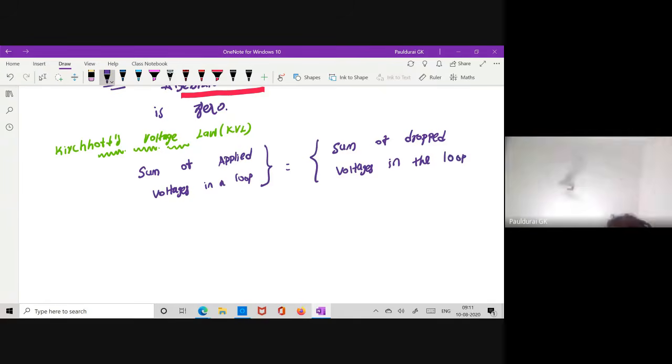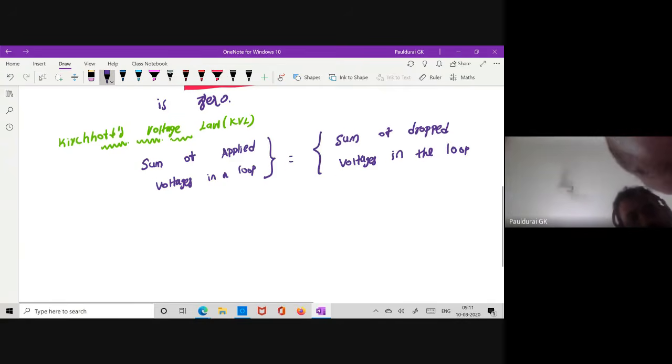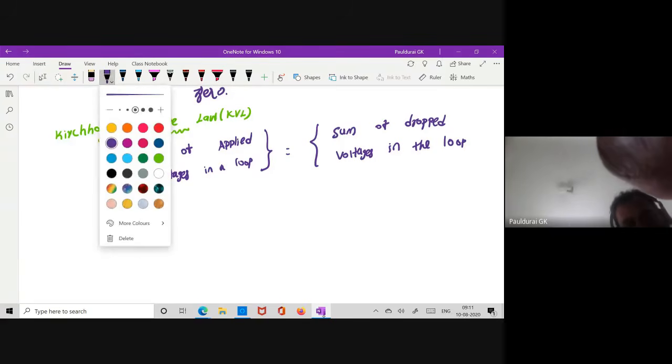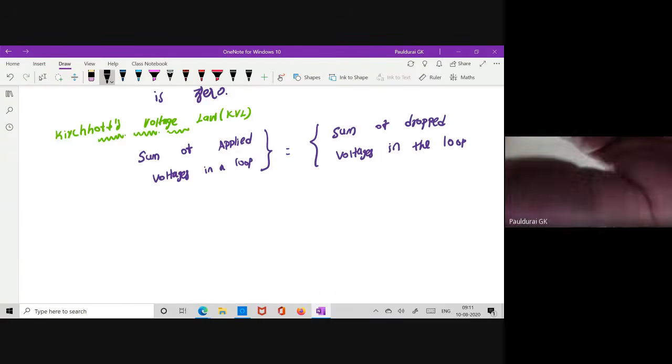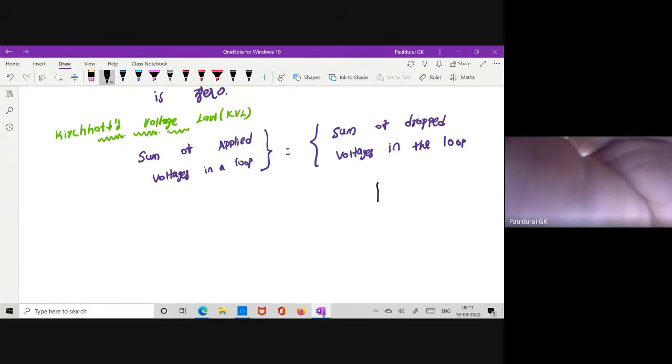So now for this, first take the same example that I took in the last class. Take this circuit.